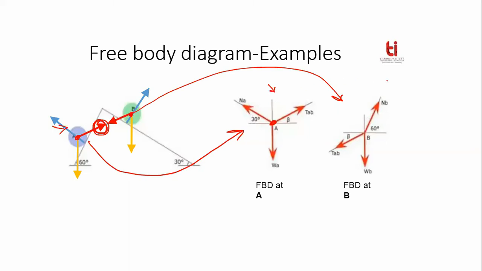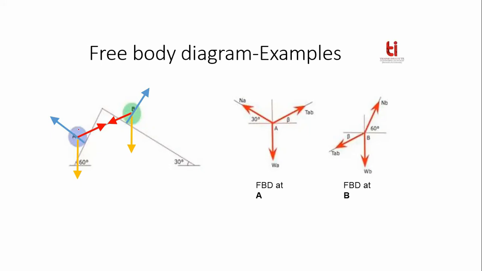How did we get that 30-degree angle and 60-degree angle? For that you have to analyze the geometry. This angle is given as 60 degrees, this is given as 30 degrees, and this normal reaction will act perpendicular to the slant edge. So this NA is making 30 degrees with the horizontal. Can you find out this angle?